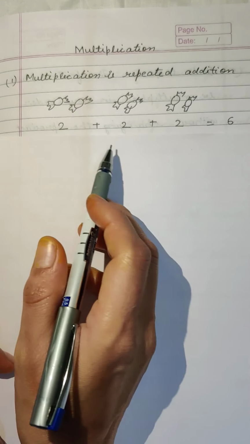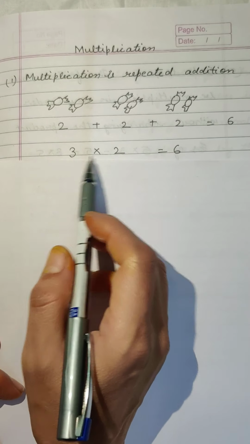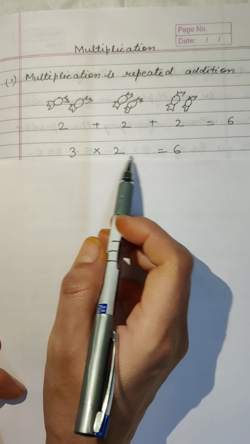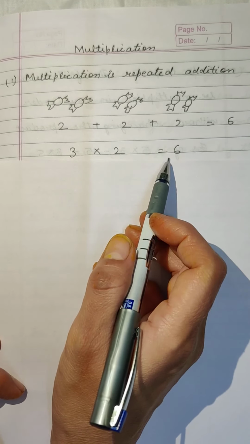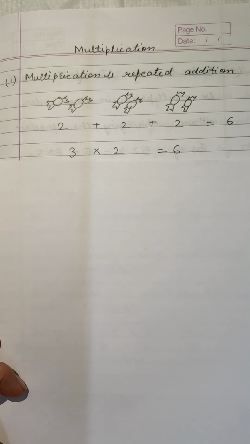Now instead, we can do 3 2s are. We can use multiplication to find the answer. That is 3 2s are 6. So multiplication is a fast way of adding a series of numbers.